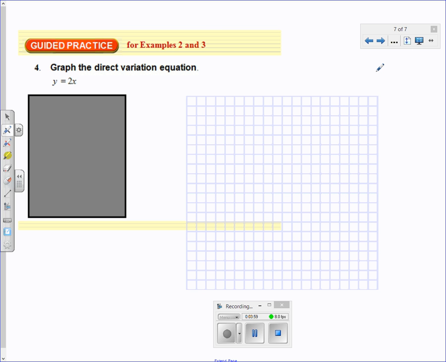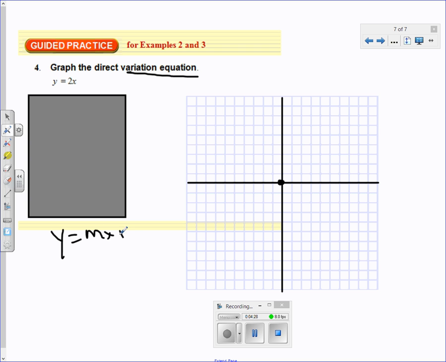And finally, it says graph the direct variation equation. So the first thing we need are our x and y axes. Here's my x running horizontally and my y running vertically. So y equals 2x. I know it's direct variation. It tells me it's direct variation. Because it tells me it's direct variation, I know this point, the origin, 0, 0, has to be on there. Okay, from there, y equals mx plus b. Y equals 2x. My slope is 2 over 1. And again, y-intercept, just for the fun of it, is 0, because with nothing here, it means plus 0.